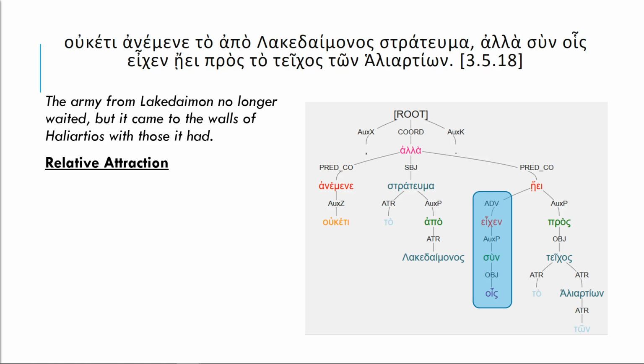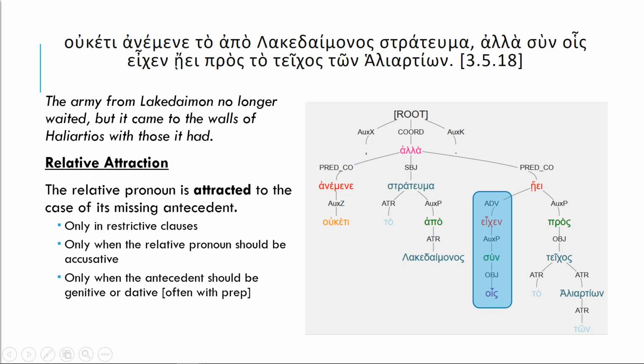But it's often used. It's only in restrictive clauses. It's only when the relative pronoun should be an accusative, so it should be the object of echein, the accusative. And it's only when the antecedent should be a genitive or a dative. Often it's used with prepositional phrases. So instead of syn toutois, with those men, hous echen, whom he held, we have this shortcut.